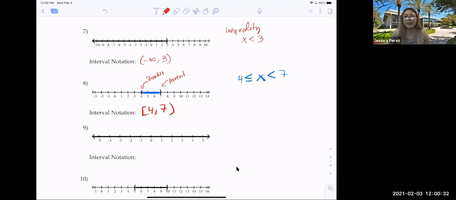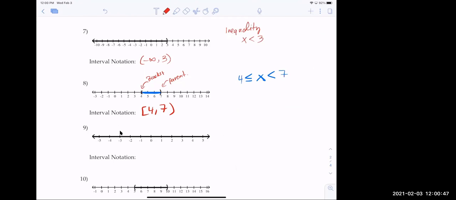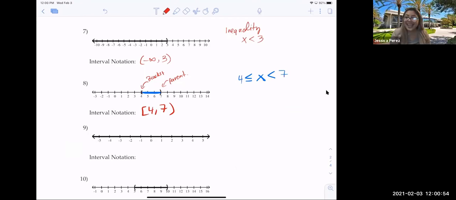What do we see? What is special about number 9? Let me call on Joanne, what is different about number 9? It is shaded from both ends up to the other end. Exactly. So negative 5 to positive 5. Right, but no, not just 5. It doesn't stop at 5. Look at the arrows. The arrows are shaded.